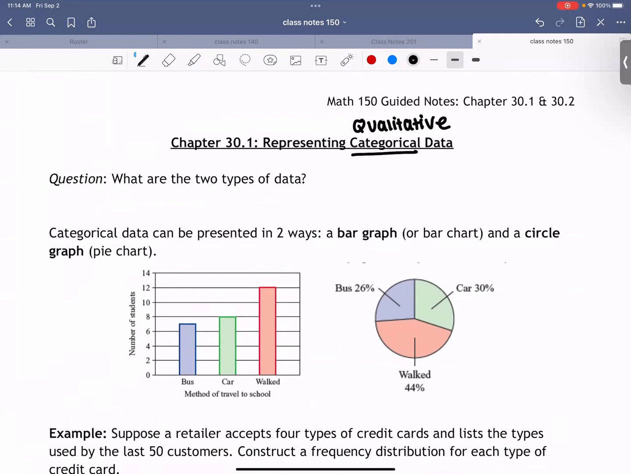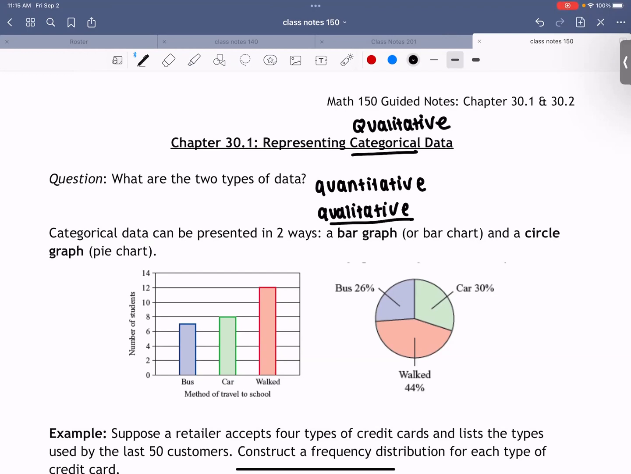data. Okay, so we want to show how we can represent or maybe graph any data that can be described using words. Now, we already talked about the 2 types of data. If you want to write the answer to this, it's, remember, quantitative and qualitative. And of course, this chapter is focusing on the qualitative.